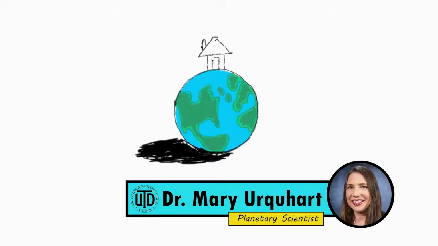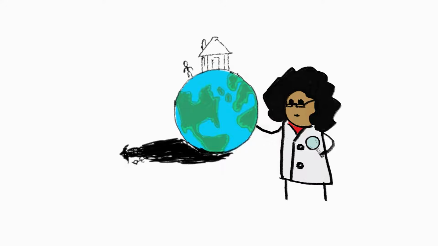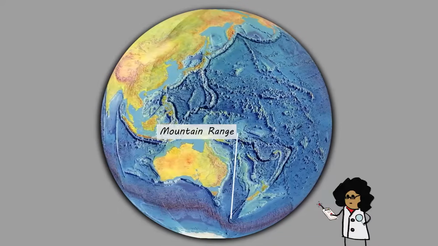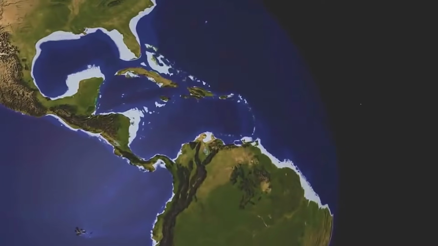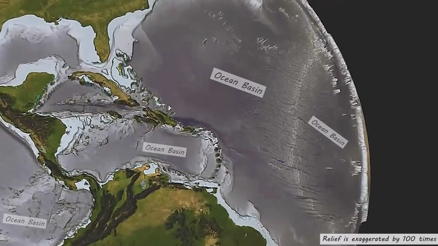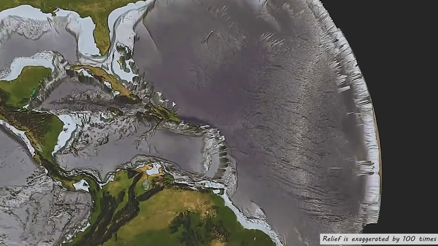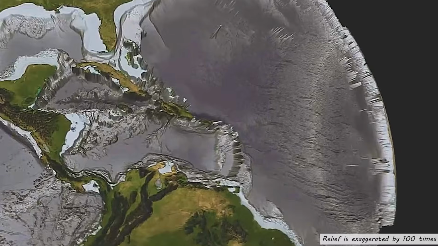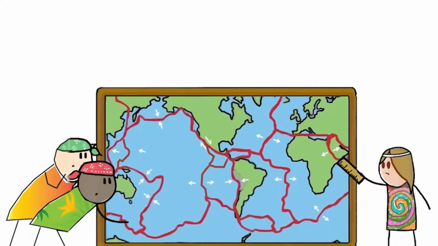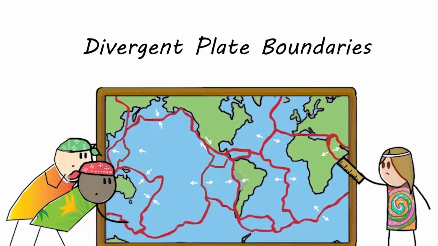Do you know the longest mountain range on Earth is underneath the sea? Have you wondered how ocean basins were created and why they are where they are? All these questions can be answered by plate tectonics, especially processes associated with divergent plate boundaries. In this episode, we're going to introduce you to divergent plate boundaries. A divergent plate boundary is where two plates move away from each other.